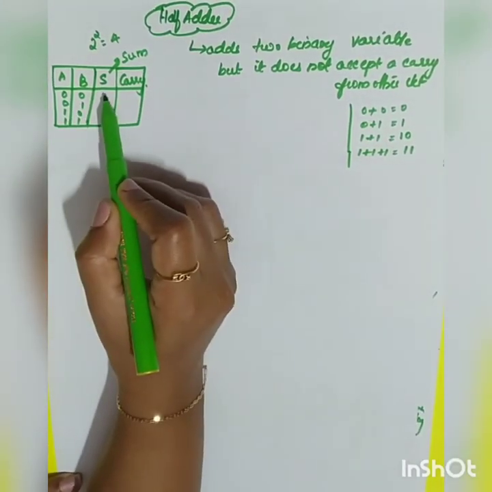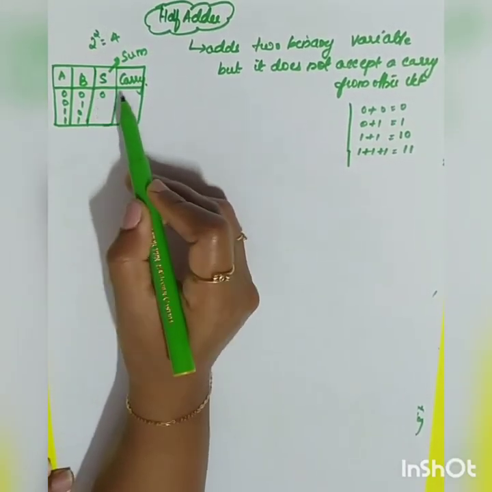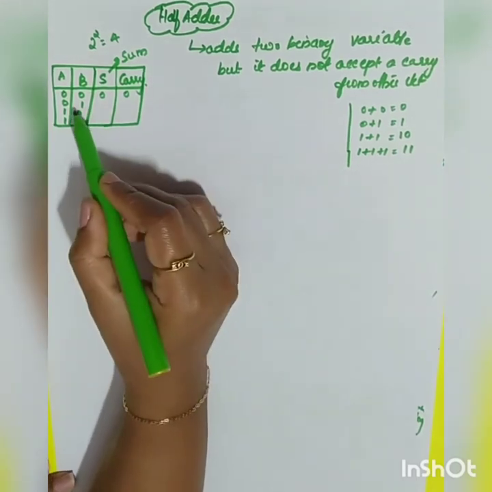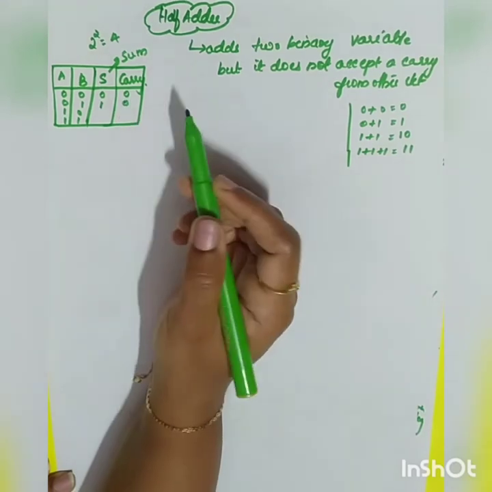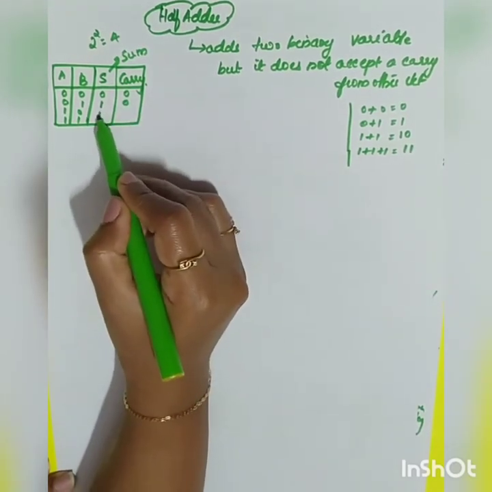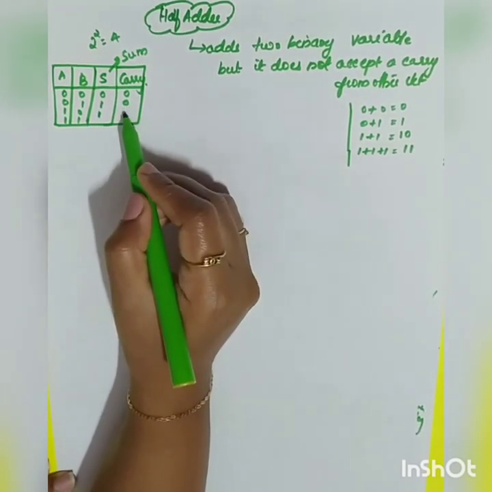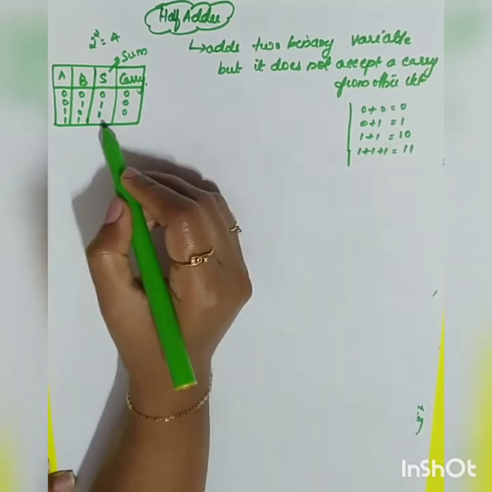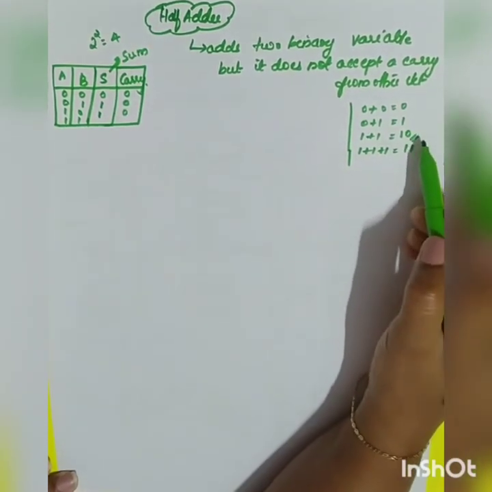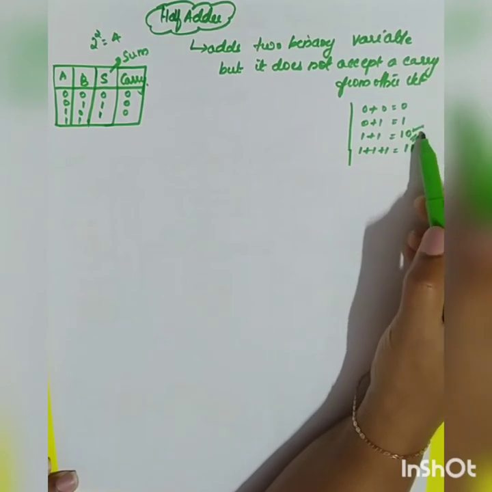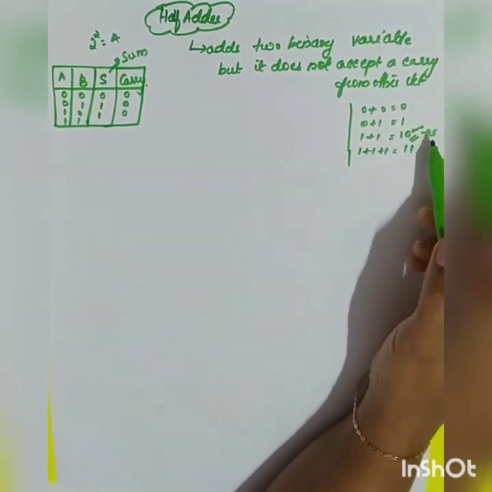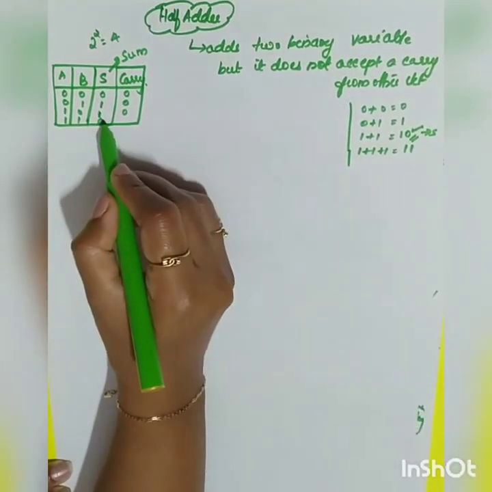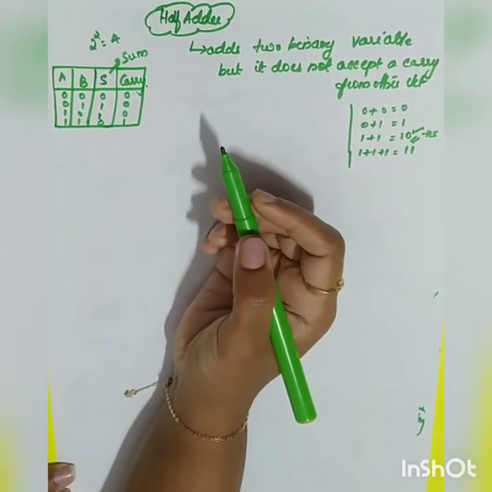So 0 plus 0, what will be your sum? Sum will be equal to 0, carry will also be equal to 0. 0 plus 1, sum will be 1, carry will be 0. 1 plus 0, sum will be 1, carry will be 0. 1 plus 1, you have 10, right? So your LSB will be your sum and your MSB will be your carry. So 0 will be your sum and 1 will be your carry.